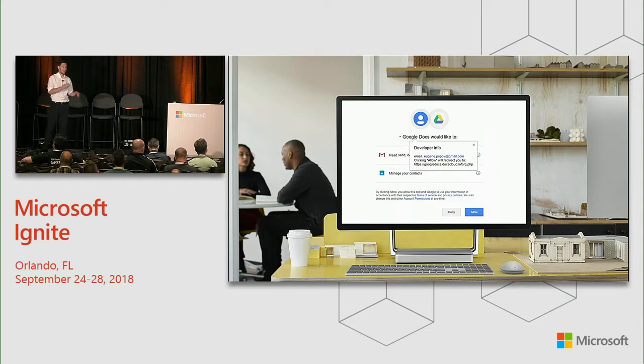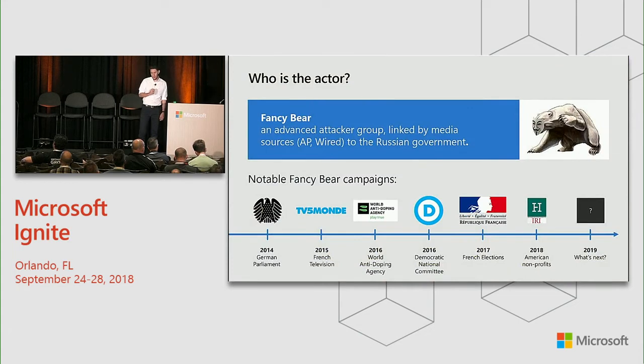Now, I keep saying attackers, hackers, bad actors, you name it. So let's take a moment to talk about one of them and get to know them better. The attacker that I want to talk about is the one that initiated that Google Docs campaign last year. And his name is Fancy Bear. Have you heard about Fancy Bear? Can you raise your hand? Great, a few. So Fancy Bear is a very, very advanced attacker group that was linked by media sources like AP and Wired and many others to the Russian government. Some say that they report directly to Putin.